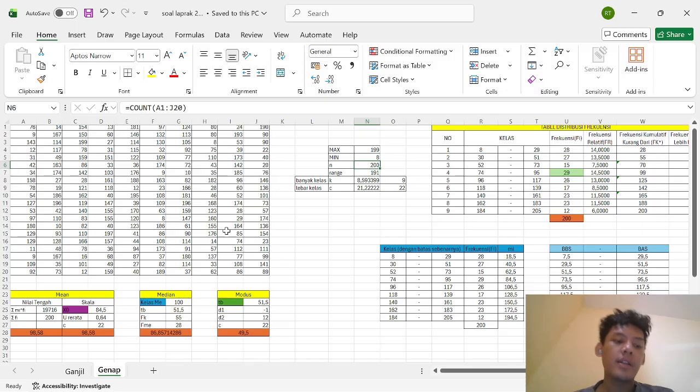After obtaining the total data, we calculate the range by subtracting the minimum value from the maximum value. The formula is the maximum value minus the minimum value. The range will later be used to determine the class interval.